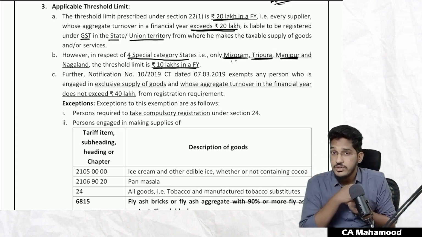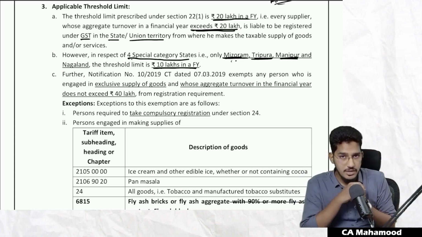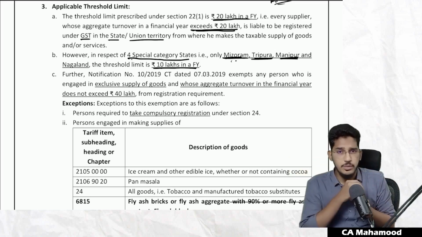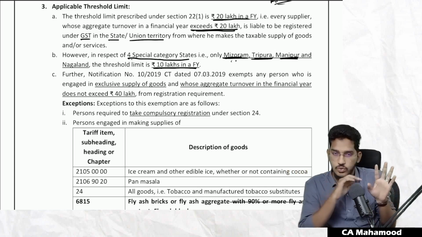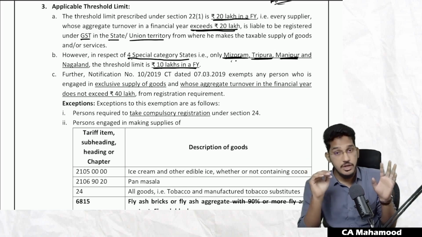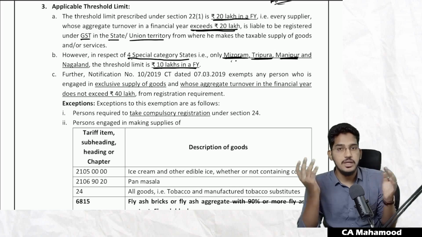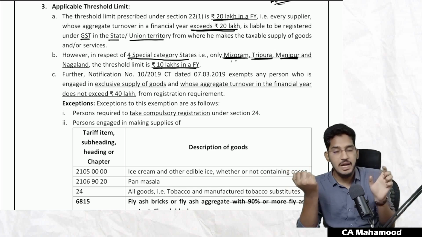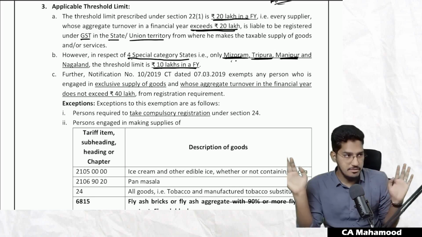Where you are required to take registration? In each state or union territory from wherever you are making taxable supply. Assume your aggregate turnover has exceeded the threshold limit, but in one state you are not making any taxable supply. Then no need to take the registration for that area. If in none of the states you are making taxable supply, no need to take registration at all. So you are required to take registration only from that state or union territory from wherever you are making taxable supply. Understood?